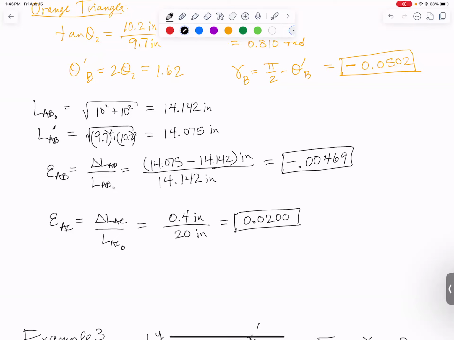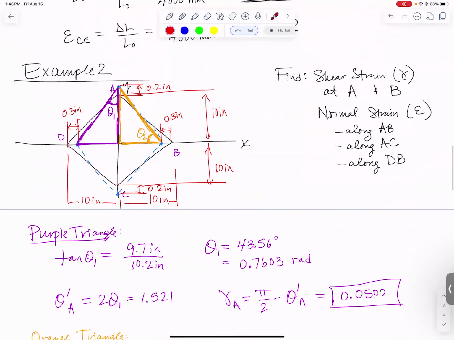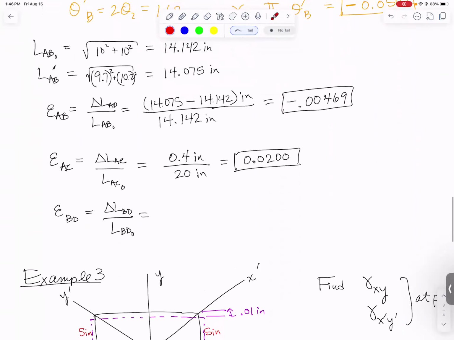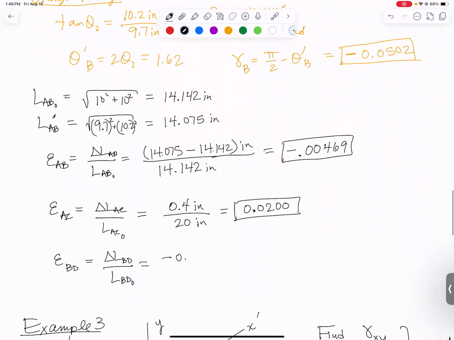And finally, the strain in BD, that's also the change in length of BD divided by the original length of BD. Where's the change in length? Well, it started out as 10 plus 10, that's 20 inches long, and it got shorter by 0.3 inches on each end. So the change in length for this one is minus 0.6 inches, and the original length is 20 inches. So multiplying that out, you get minus 0.03. 2 more zeros makes it 3 sig figs. And we're done. That one's negative because it definitely got shorter.